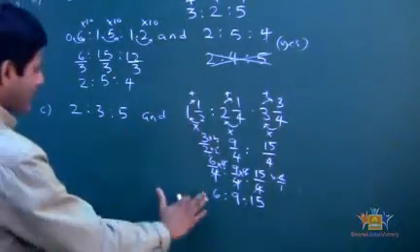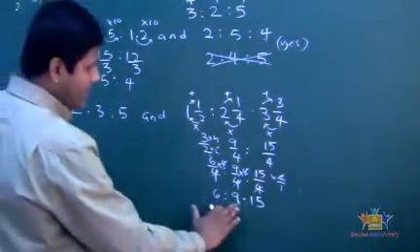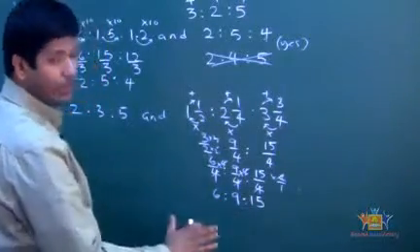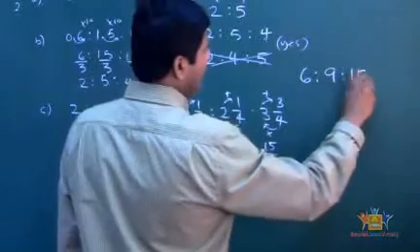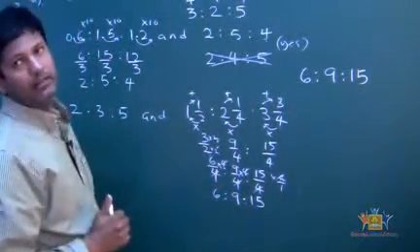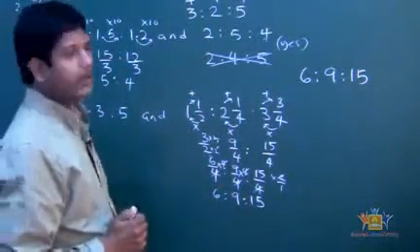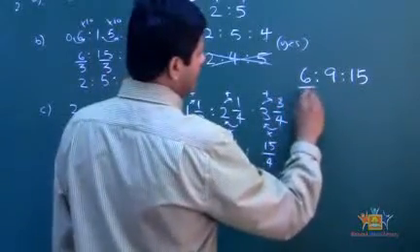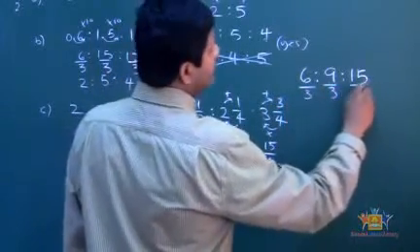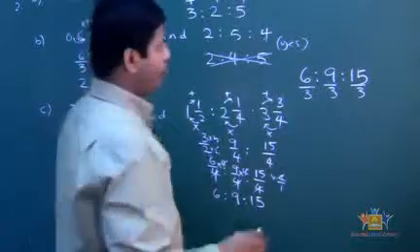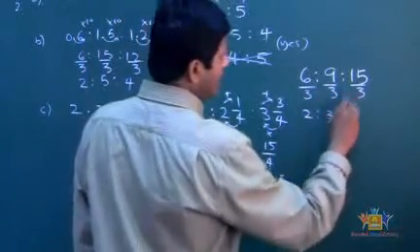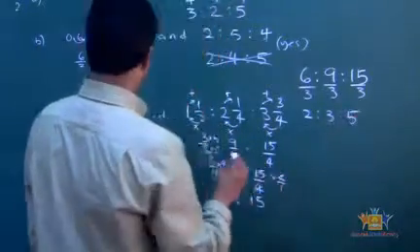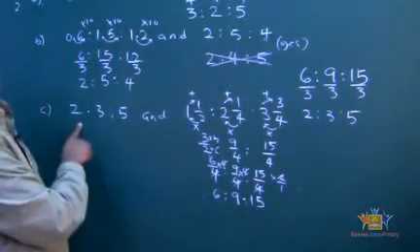So now I can reduce this to this. What is the common number I can divide all these three by? 6, 9, and 15. Exactly, 3. Because 6 can be divided by 3, 9 can be divided by 3, 15 can be divided by 3. So 6 divided by 3 is 2, 9 divided by 3 is 3, and 15 divided by 3 is 5. It is equivalent.